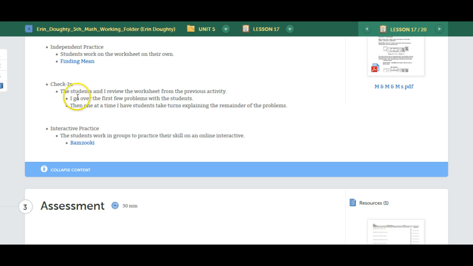Next day, I check in with the students and we go over that sheet. I have students really focus on explaining how they determine the mean and what that word means. What does mean?